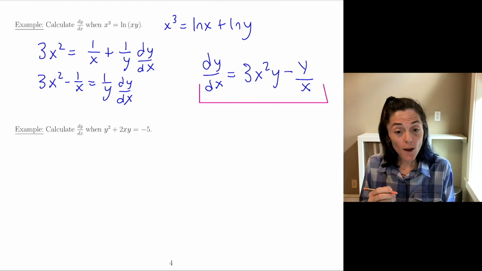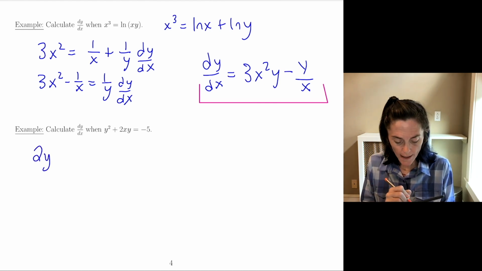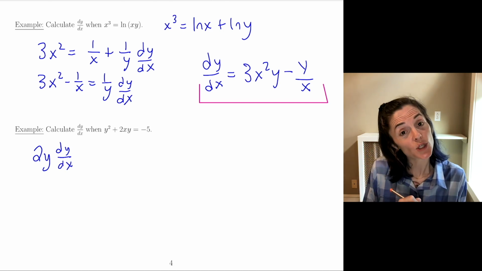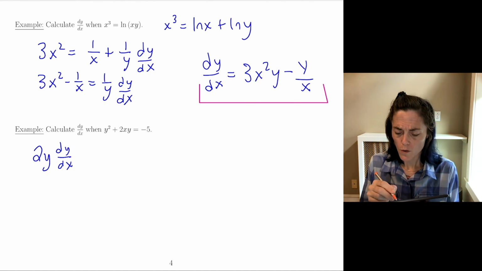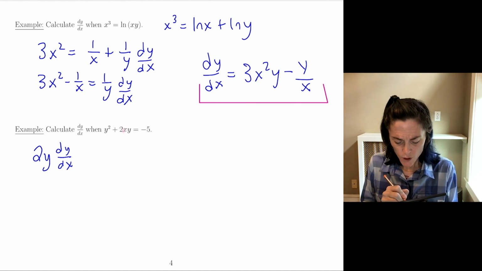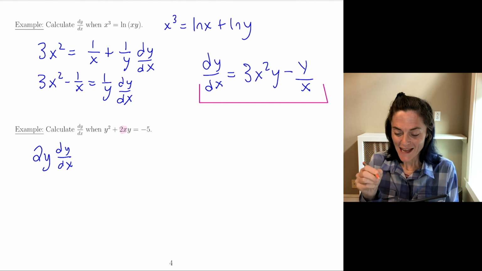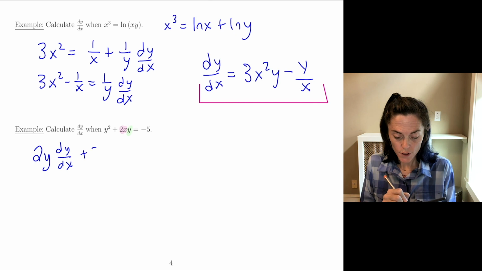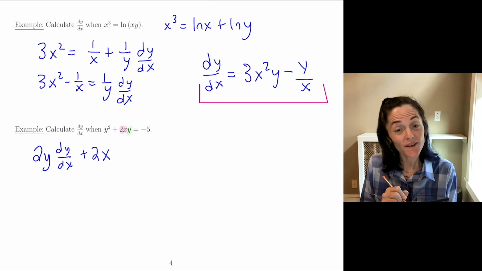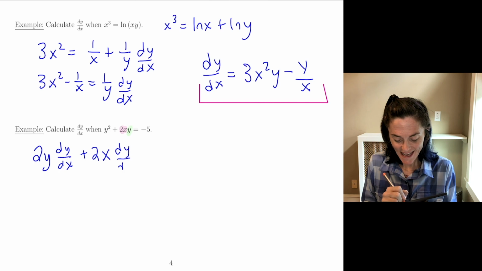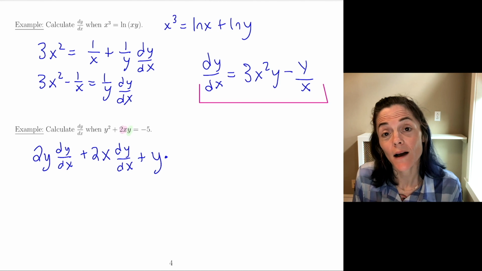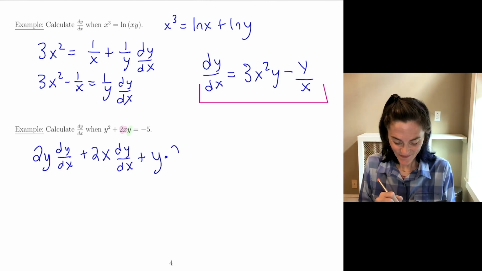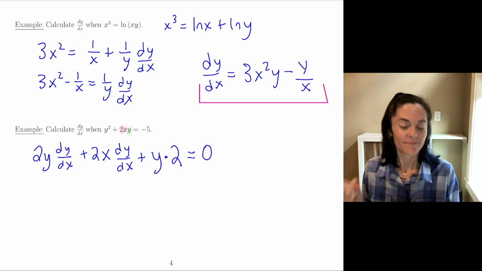Okay, when we differentiate y squared, we have 2y dy/dx. Then differentiate 2xy. So my first will be 2x, and my second will be y. Very nice. So I have first times the derivative of the second, dy/dx, plus the second, which is y, times derivative of the first, which is 2. And this will equal 0.